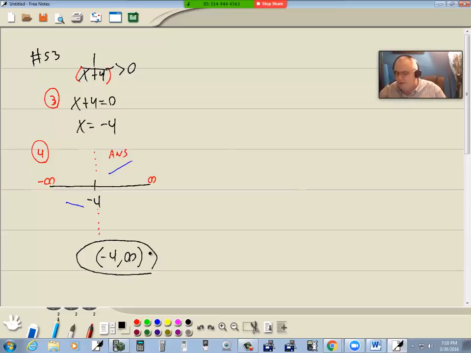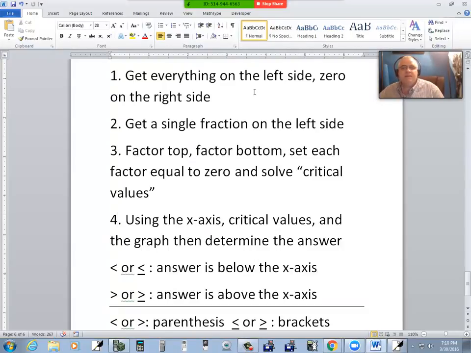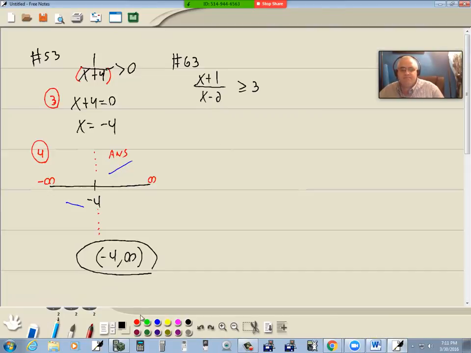Now if I look at a little harder one, let's look at 63. That combines that first one I was going to show with a little harder one. Step 1, get everything on the left side, 0 on the right side. So I'll take this 3 and move it over. So I'm going to have x plus 1 over x minus 2 minus 3 is greater than or equal to 0. That's step 1.